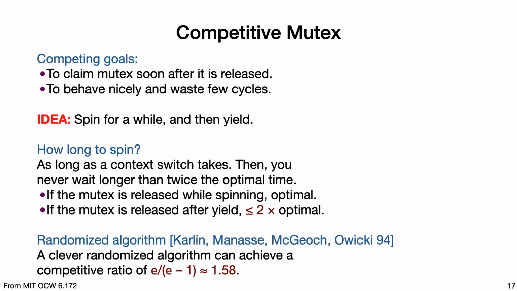Oh, sorry. Yeah. How's that 2x optimal? This one? So there's 2 cases. So you have two phases. One is that you spin, and then one is that you yield. Either you got the lock in the spin phase, or you got the lock after you yielded.